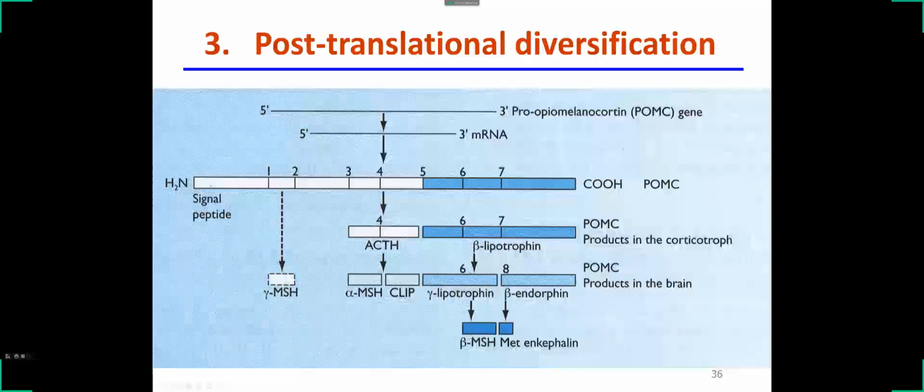And then gamma lipotropin can ultimately lead to the production of beta MSH and met-enkephalin, which are also ligands for other GPCRs. And then ACTH can also get cleaved to produce alpha MSH and this CLIP peptide. So this is an example where all the variety and diversification occurs at the post-translational level, okay?